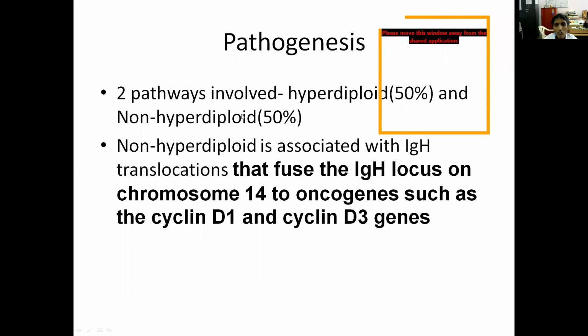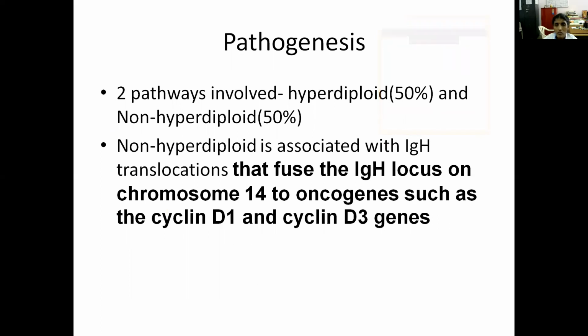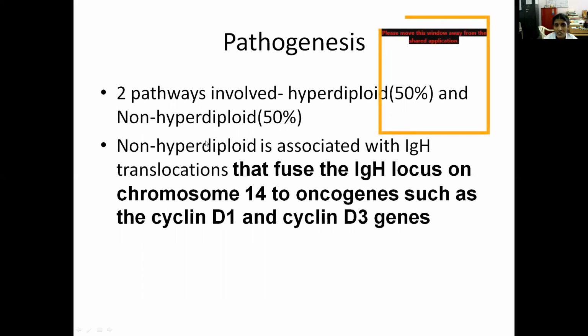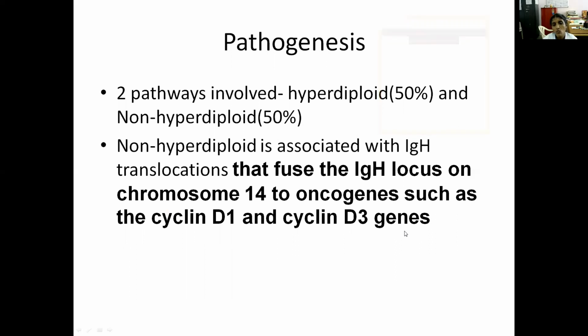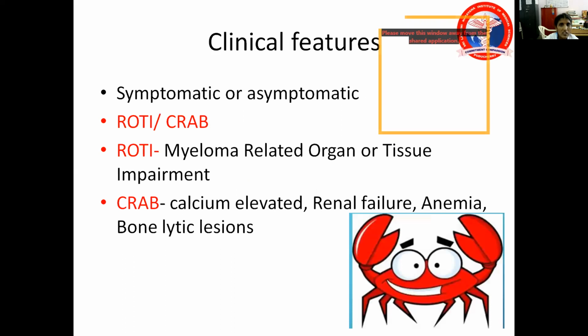So coming on to pathogenesis of multiple myeloma, it has a multifactorial etiology, which is discussed right now. But what are the two pathways by which myeloma develops? One is via hyperdiploidy. 50% of the cases undergo hyperdiploid mutation, and the other 50% is by the non-hyperdiploid pathway. The non-hyperdiploid pathway is usually associated with IgH translocations that fuse the IgH locus on chromosome 14 to oncogenes such as cyclin D1 and cyclin D3 gene. This is the most important molecular pathogenesis behind multiple myeloma, which is included in the current edition.